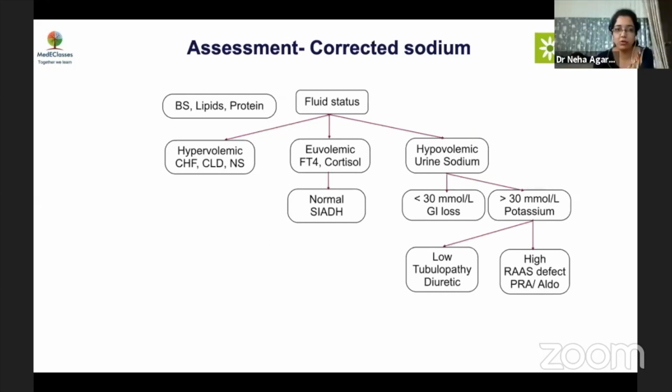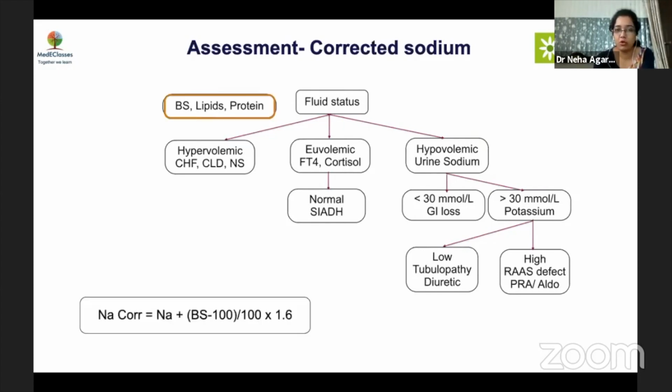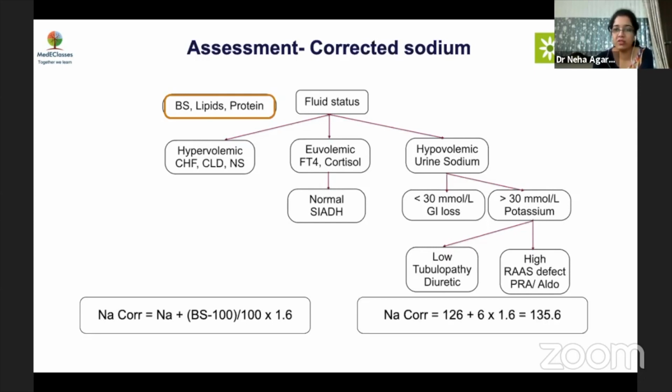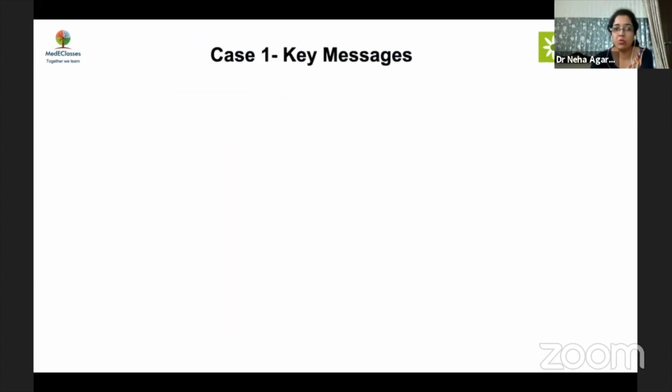So, as Sir has already explained, the rise in blood sugar causes a false lowering of the serum sodium level. In this case, blood sugar is quite high, that is 700. So I would first like to correct the sodium level for the given sugar level. If we go by the correction of sodium, using the formula which has already been discussed in the class earlier, the corrected sodium is calculated to be around 135.6, which is normal for this age.